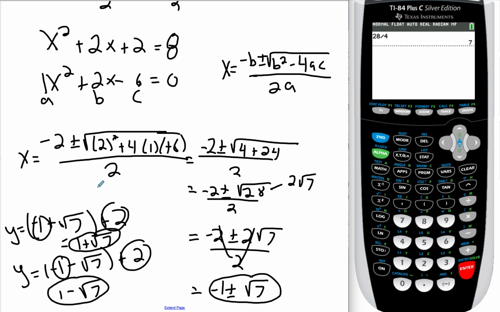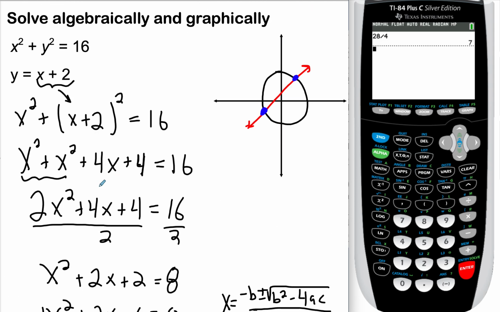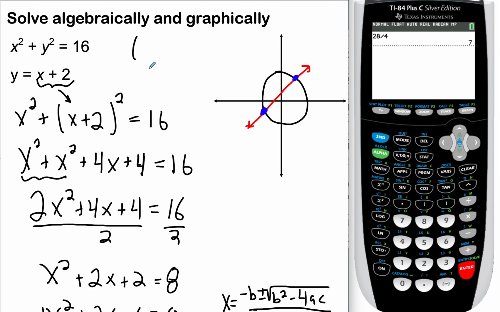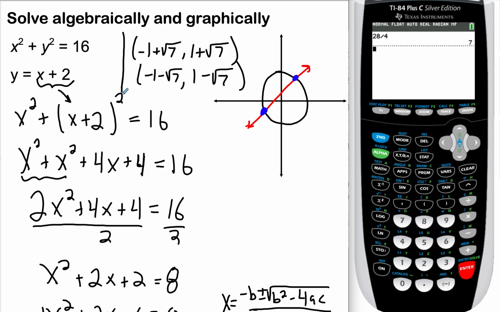Now, what does this mean? This means we have two solutions. These are not going to be nice numbers, but that's okay. So I've got negative 1 plus the square root of 7, comma, 1 plus the square root of 7. And then I've got negative 1 minus the square root of 7, 1 minus the square root of 7. It's not going to be nice, and this should be reflected in our graph here. So these are the solutions, and it's okay to not get nice numbers. We have to, at this point, accept that that's going to happen.